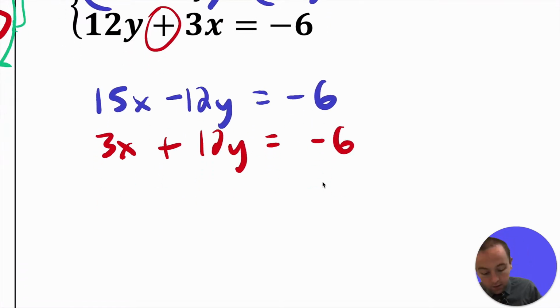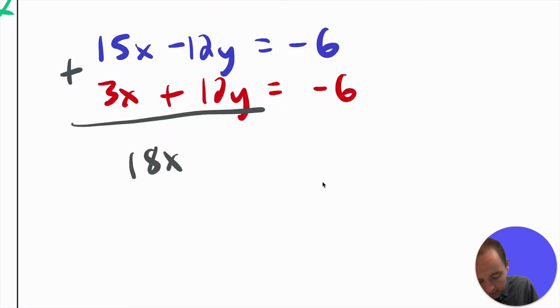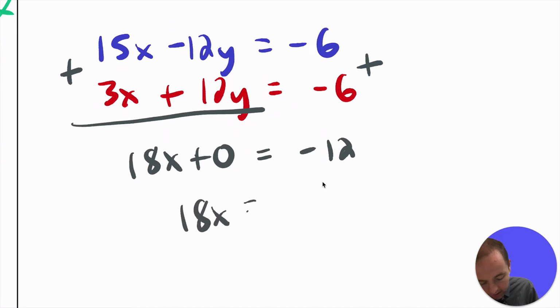And then at this point, I have a rewritten system, and now I do have the opposites. So when I add the left-hand sides together, I end up getting 18x plus 0. Therefore we've eliminated the y's in this problem. And be careful here, when I add these together, negative 6 plus negative 6 is negative 12. So I really have 18x equals negative 12.